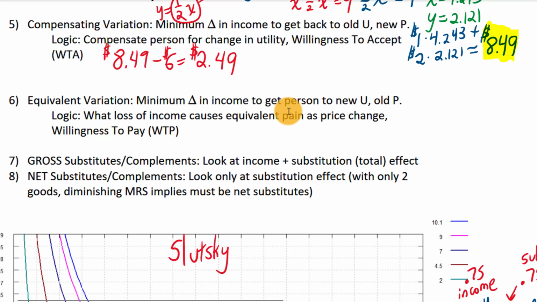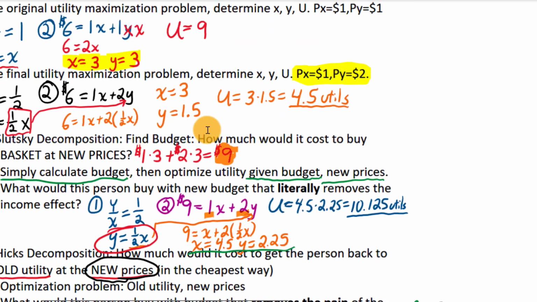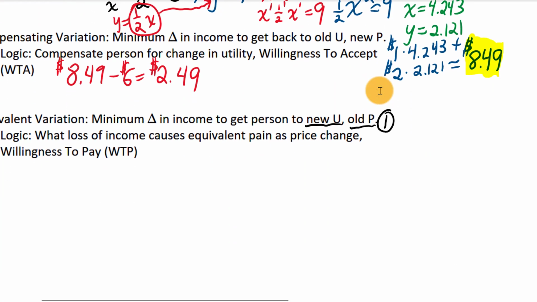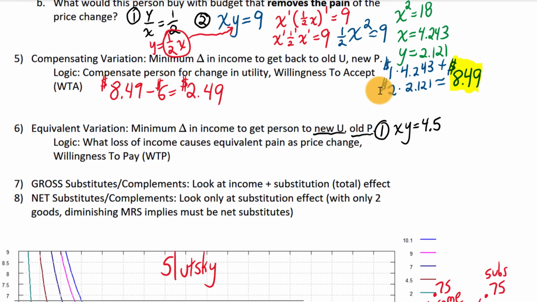So what we would want to set up here is we have to do another optimization problem. And the optimization problem, we're looking at the old prices here and the new lower utility. So we just set up equations that dictate that. So let's set those up. So the new utility is 4.5 utils here. So we want one equation to dictate that that is going to happen. So the x times the y, that's our utility function, has to be equal to 4.5. So we're going to put you at this lower utility level. We want to know how much money would be the cheapest way to get you there at the old prices.